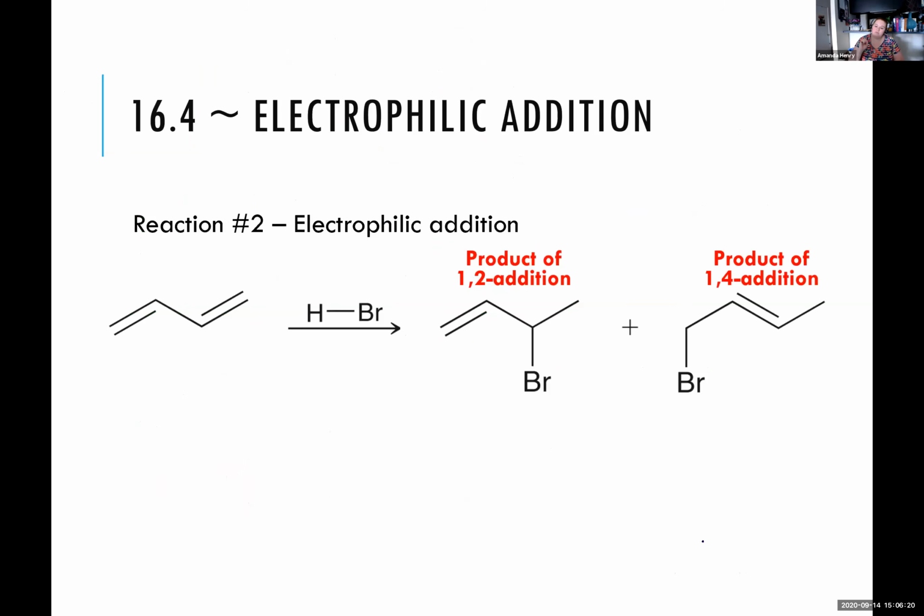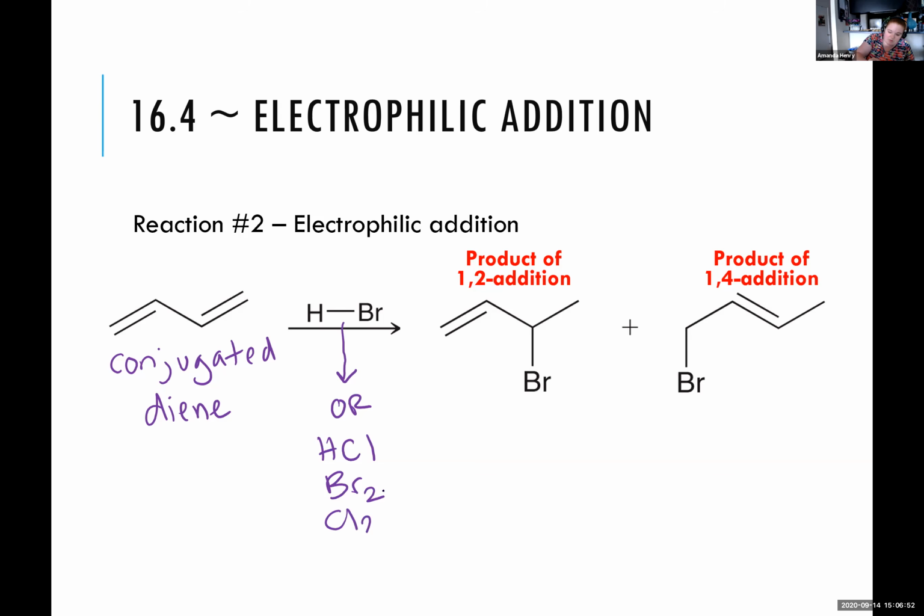All right, we are moving on then to reaction number 2. So in this reaction, we are reacting our conjugated diene with HBr. So let me give some word labels here. Okay, conjugated diene. And we do have it shown with HBr, but this could also be HCl. It could also be Br2 or Cl2. Those will both do the same thing as well. And we're making two different products, and these are labeled as the 1,2 product and the 1,4 product.